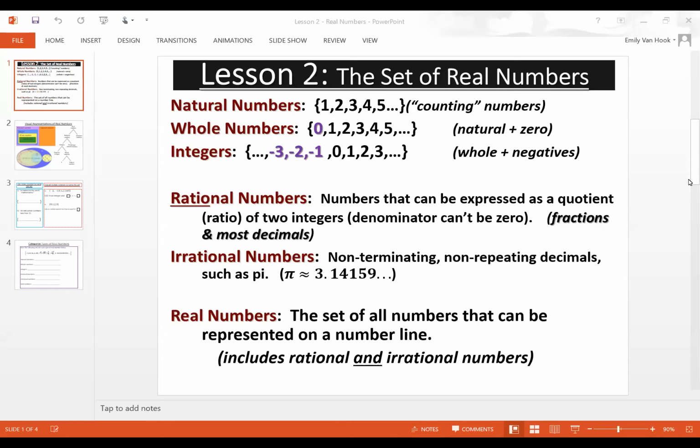This lesson is going to be pretty heavily vocabulary based. You can see on the screen right now some terms that we're going to be using. Natural numbers, whole numbers, integers, rational numbers, irrational, and real numbers. What I will say right now is you have used probably all of these types of numbers already, and now it's kind of a matter of putting words to a type of number that you should already be familiar with.